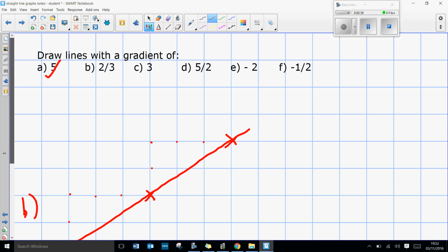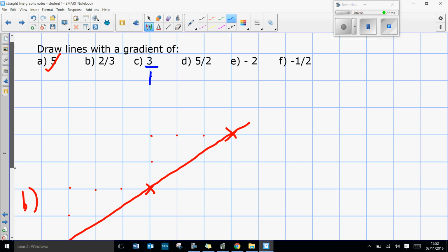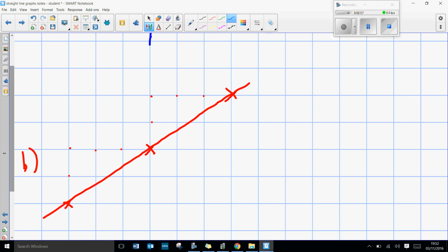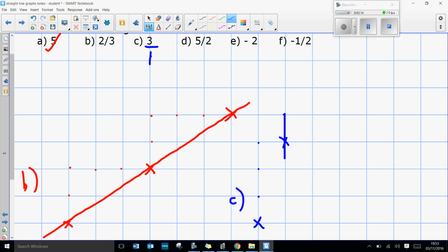For 3, as I said, we need to make sure that they are written as a fraction. At the moment it's just 3, so we now want to consider this as 3 over 1. So C, I'm going to start here. From that point I'm going to rise 3, 1, 2, 3, and run 1. Rise 3, 1, 2, 3, and run 1. There are my 3 points. Join them up with a straight line.